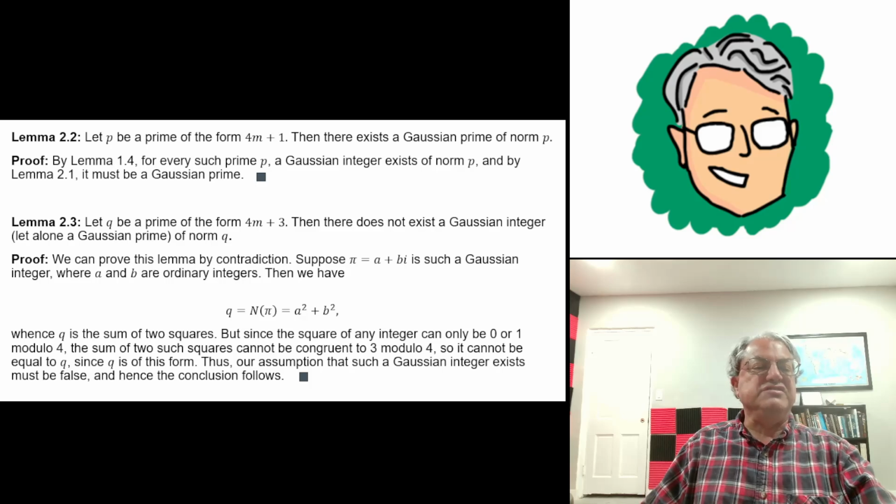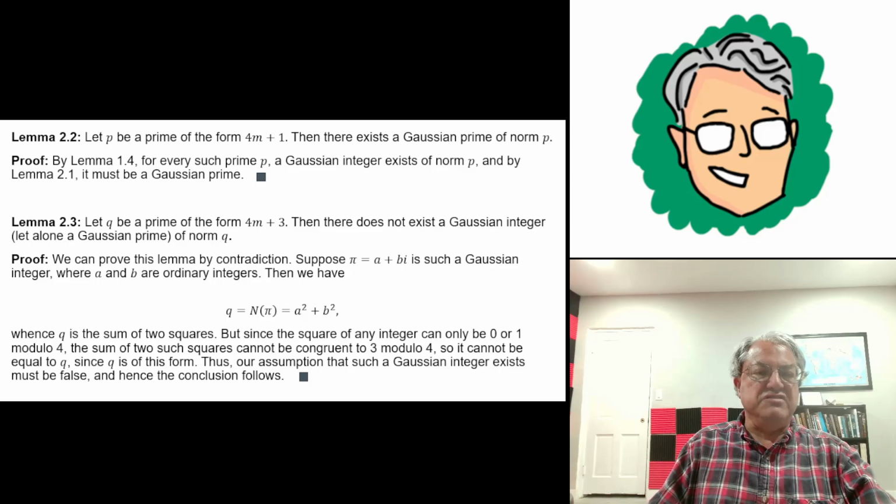Well, we already proved yesterday, I think it was lemma 1.4, that there does exist a Gaussian integer of norm p when p is a prime of this form. And by the previous lemma we just proved, we know that since p is prime, this Gaussian integer pi has to also be a Gaussian prime. So we're done. That was very easy to prove.